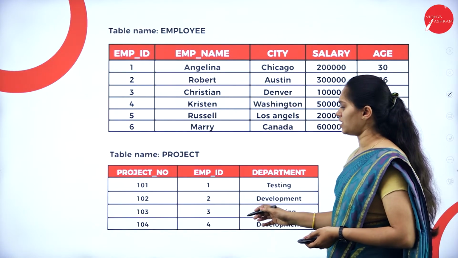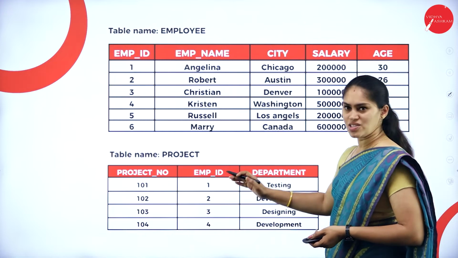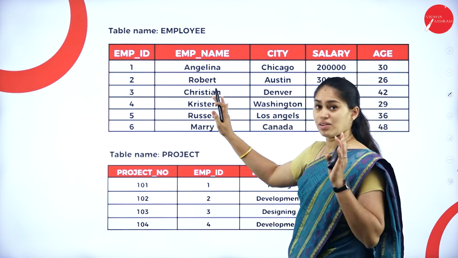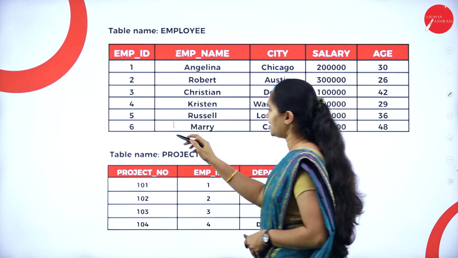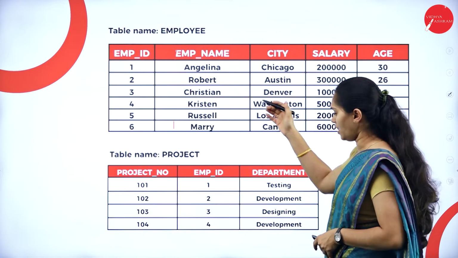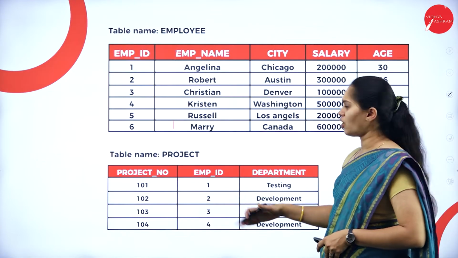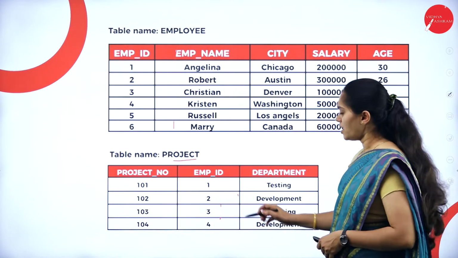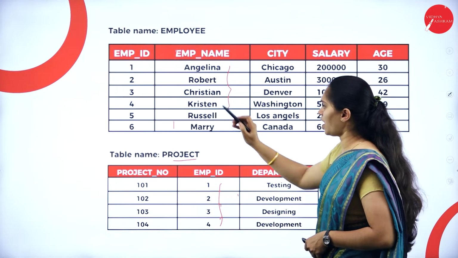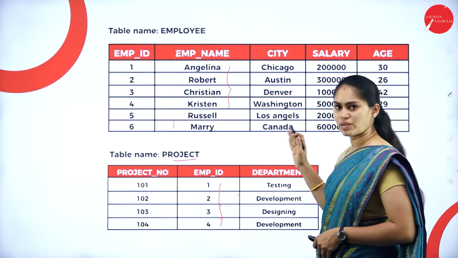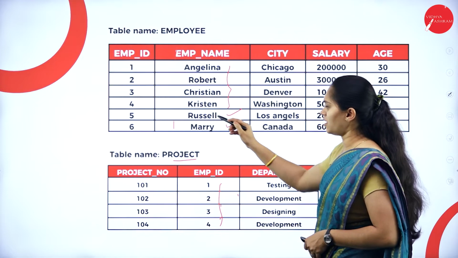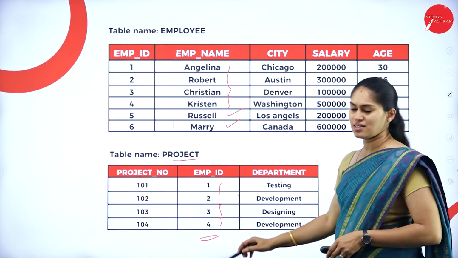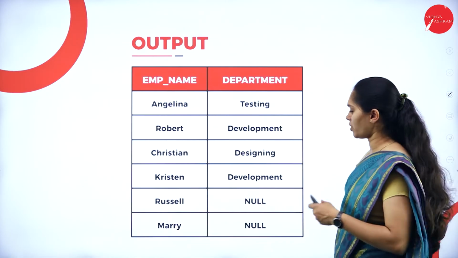So again, we already know these tables, employee and project. I am trying to fetch all the values of a left join, right? We are performing left join, so all these 6 rows are going to be returned. But in the right table, or the project table, we are just trying to find the match. So we have only 4 matches from left to right. Here it will return Russell and Mary, but it will return null for them because we don't have 5 and 6 in the project table. So here you can see that, right?